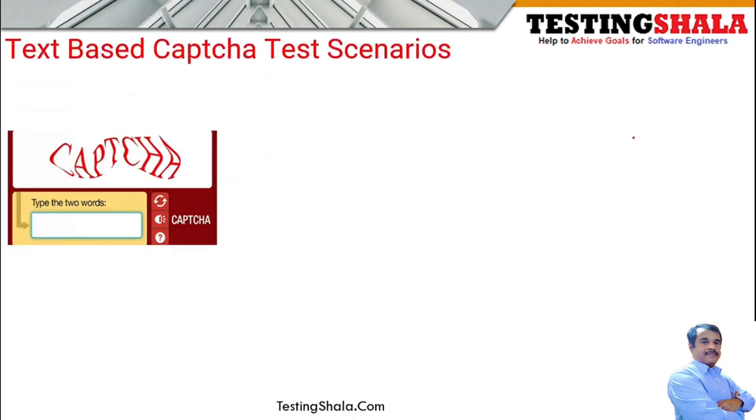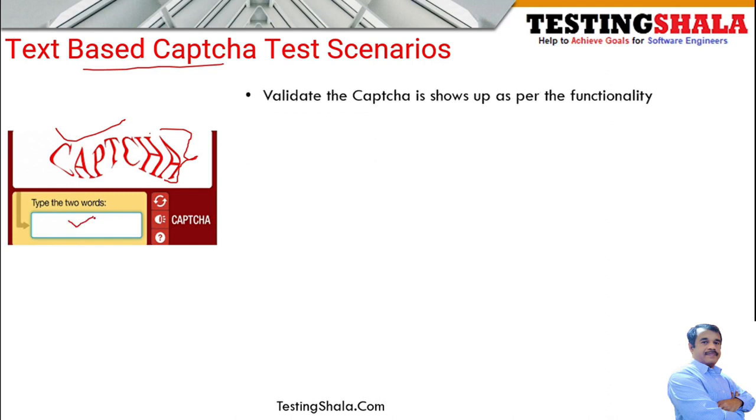Then the next type of Captcha is text-based Captcha. The text will be displayed something like this. The person has to look at this text and enter all the text from the top into this field. That is a validation we should make. The first scenario which you can write here is we have to validate the Captcha, whether it is coming as per your requirement or functionality. That is the first thing we should ensure.